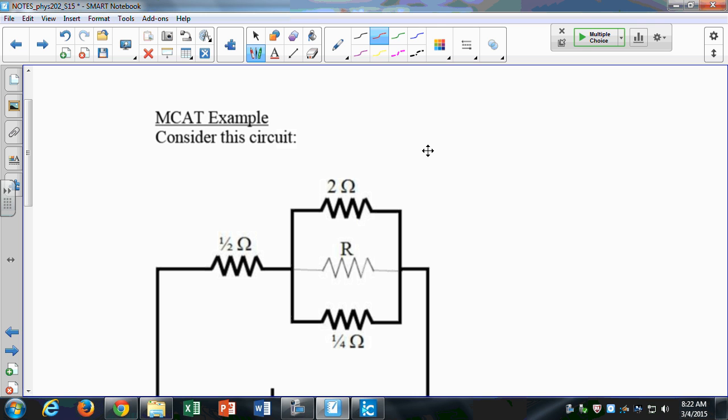And that also includes power. Chapter 2 can be pretty difficult.